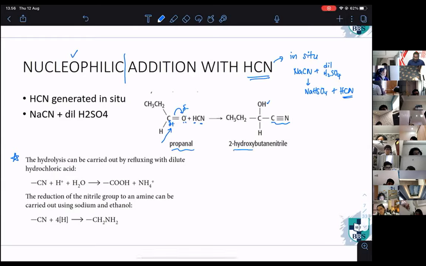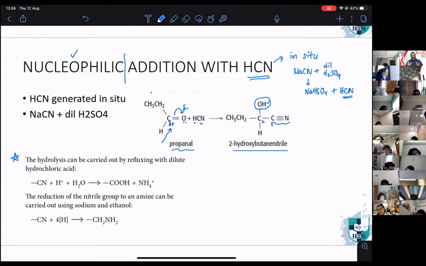And then the product is always known as 2-hydroxybutane nitrile. Why? Because nitrile, this is automatically carbon number one. And then this is going to be carbon number two. And then the alcohol is always at carbon number two. That's why they call it 2-hydroxybutane nitrile. Do we need to know how to name the full molecule? No need. Any molecule, you name it 2-hydroxybutane nitrile.